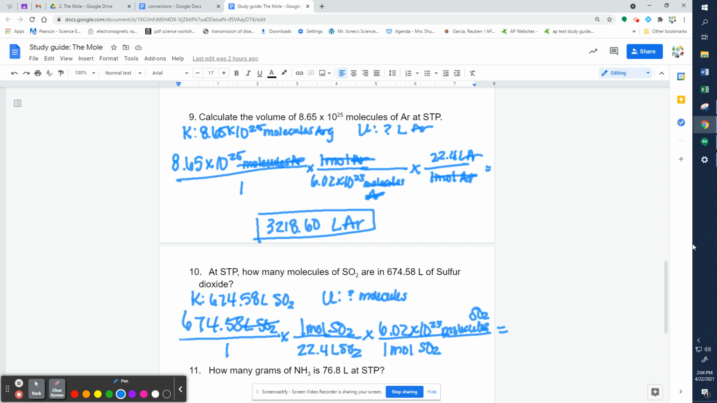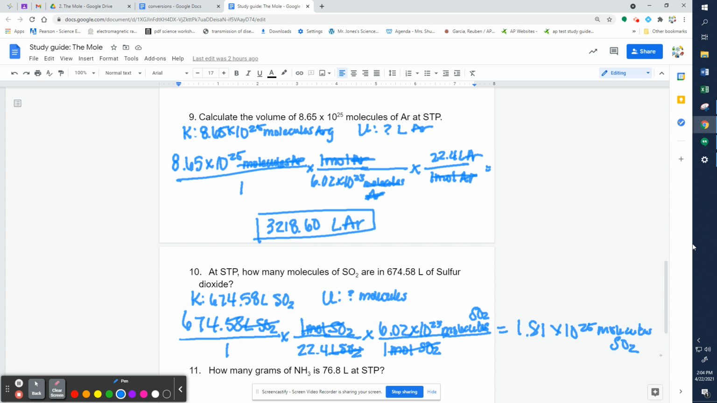Our units are going to cancel out as long as there's one on top and one on bottom. So we're going to be left with molecules of SO2. After all of that math in your calculator, you should get 1.81 times 10 to the 25th molecules SO2.